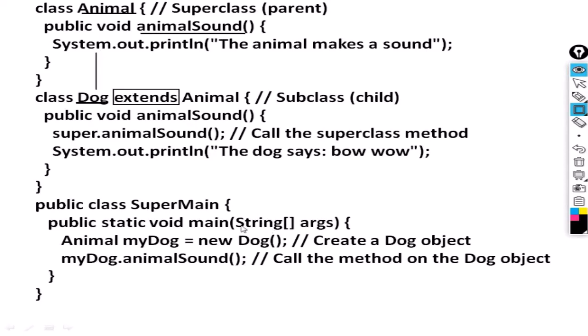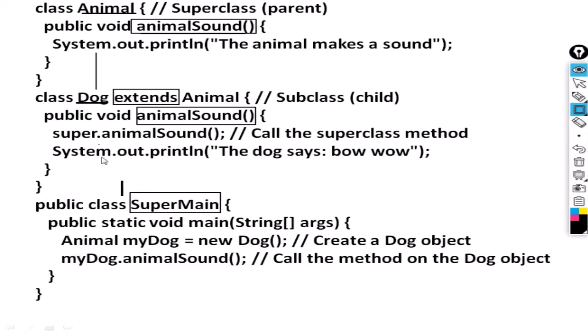Next, here we have the same method name, animal sound, in Animal, and here also we have an animal sound method in Dog. Now here we have mentioned super. If you had not mentioned super here, what would happen? Now this is another class called SuperMain, so we have created a class named SuperMain.